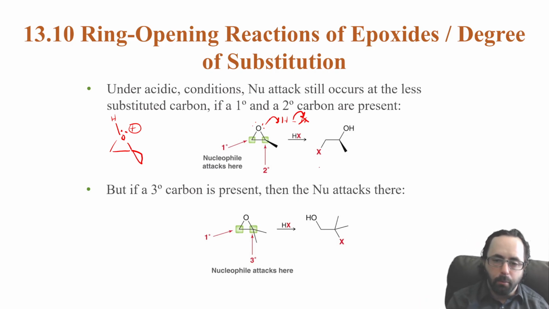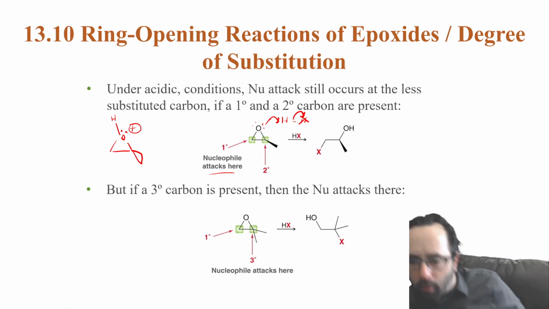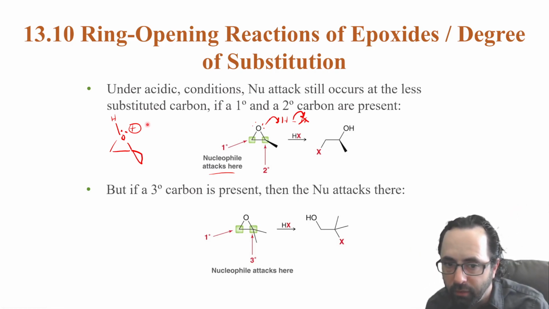So if we have a primary site, the nucleophile will attack at the primary site because the kinetics will drive that reaction. And it will be so much less sterically hindered that it will be much easier for it to attack here. However, if a tertiary carbon is present, the nucleophile is going to attack at the more substituted position. And this is only for the protonated version.